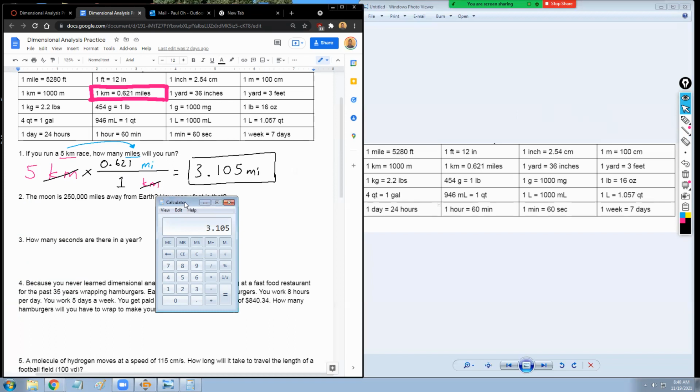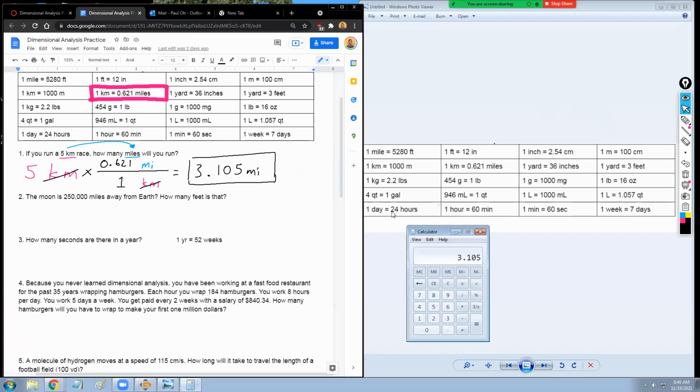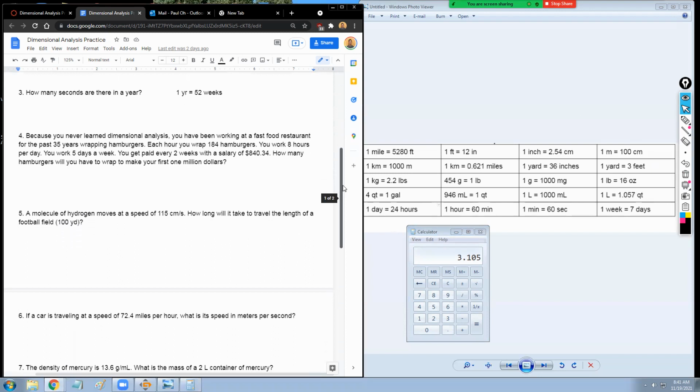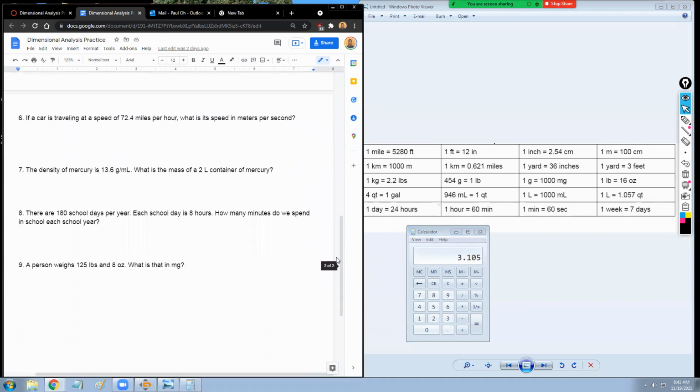All righty, so not too bad, pretty simple. All we need to do is write our starting number, get rid of the units by setting up a fraction, and then just keep using these equations until we get the answer that the question is asking us for. Let's do one more, and then I'll have you try the rest on your own. If we scroll down a little bit, we'll try one that's a little bit harder. We'll try this one right here.